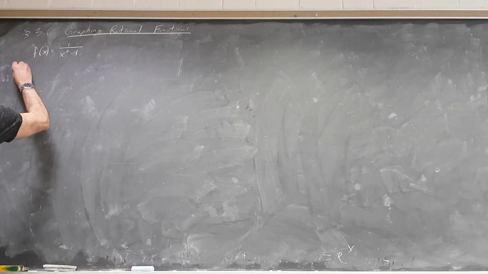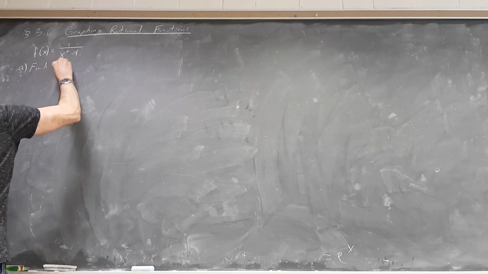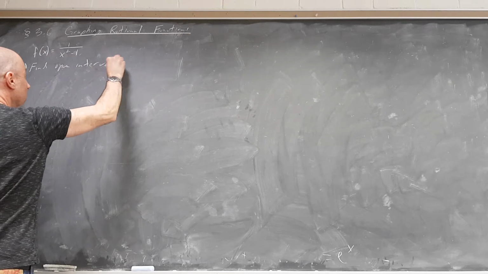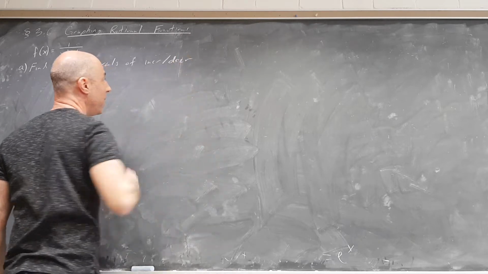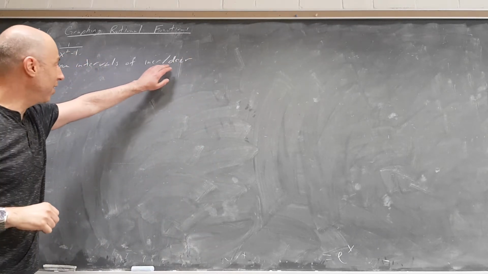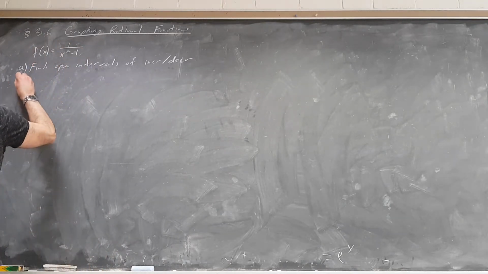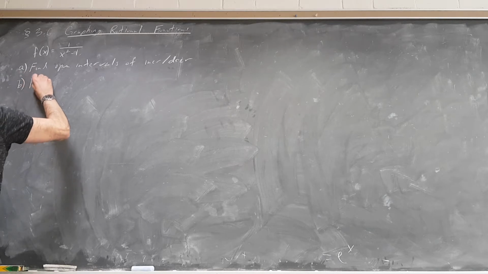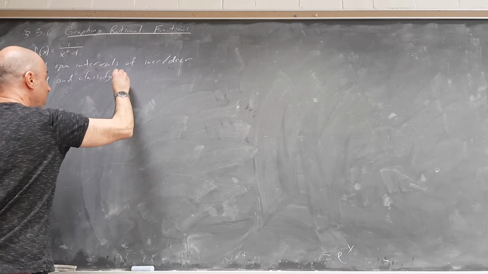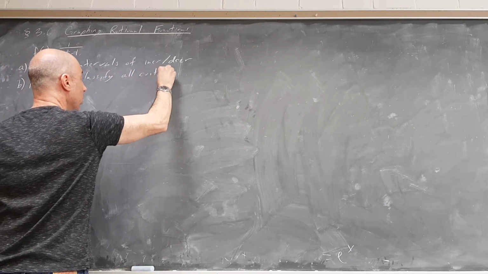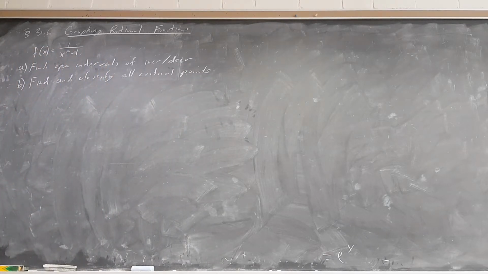So, A: find intervals of increase and decrease. Hope you don't mind if I abbreviate things: INCR, DECR. I'm very short of space on this blackboard, so increase, decrease. B: find and classify all critical points. This ought to look very familiar.